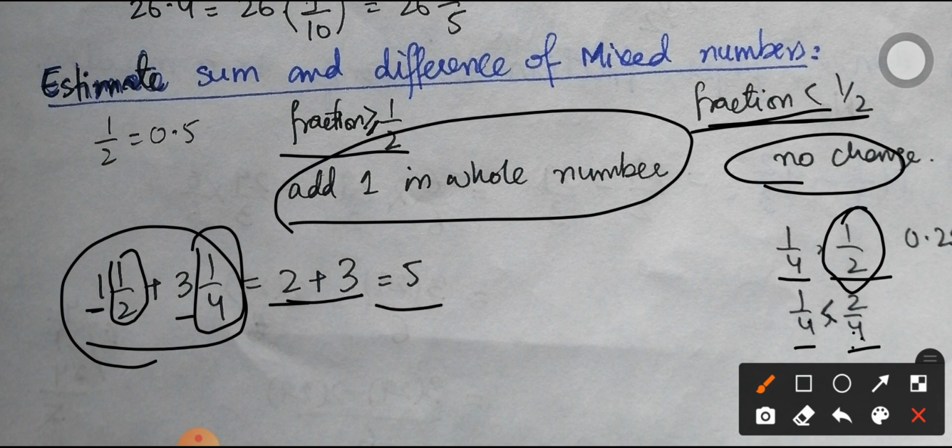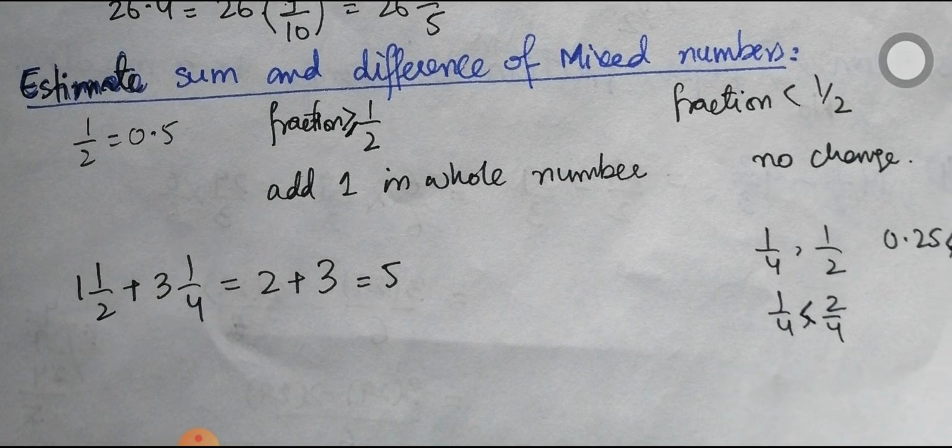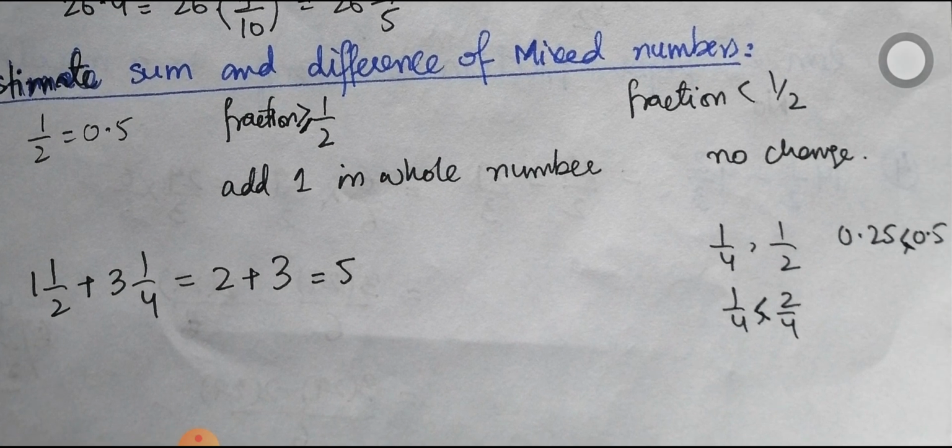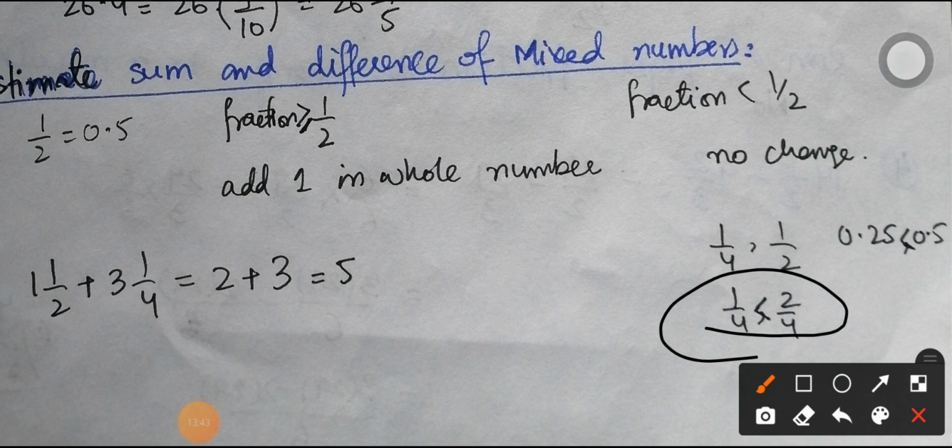There is another way to check the relation between the two fractions: either we can make the denominators equal and then compare on the basis of numerators, or we can convert the given fractions into decimals and then compare the two fractions. For example, we can convert 1 by 4 into the decimal form 0.25. You can use a calculator for this, or you can divide it completely.